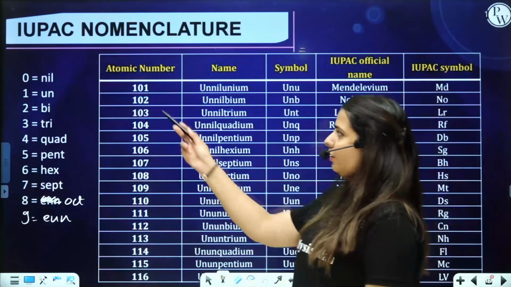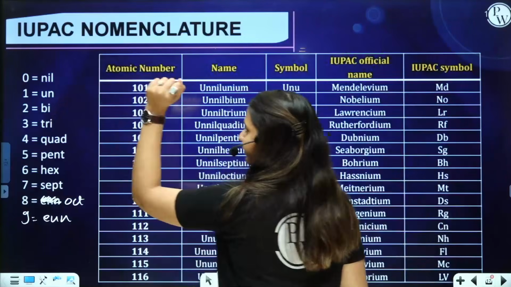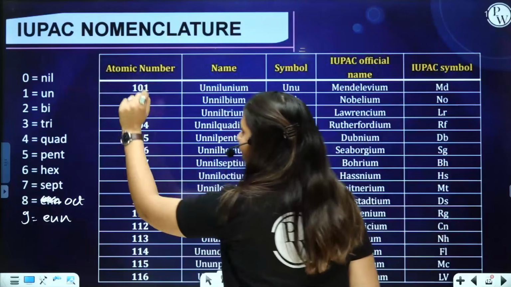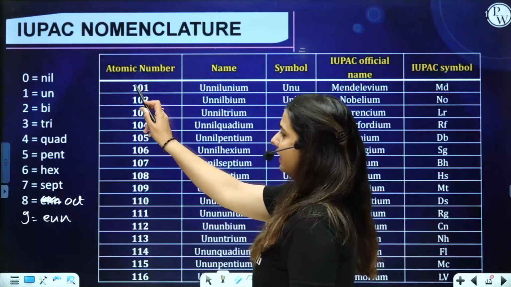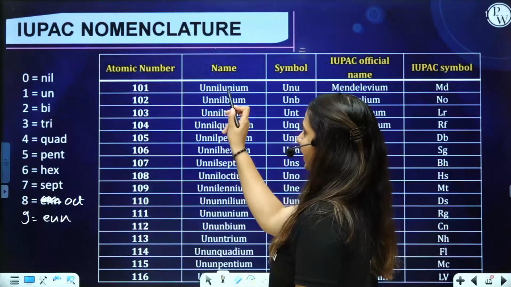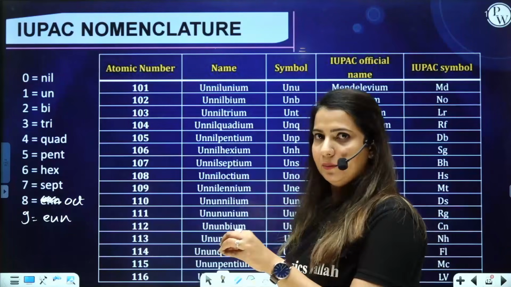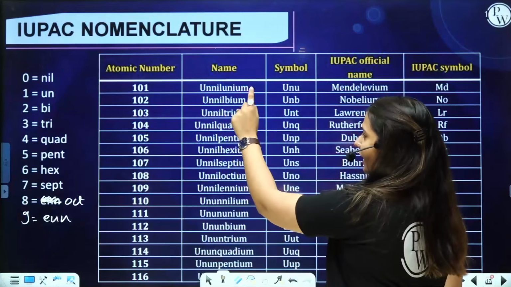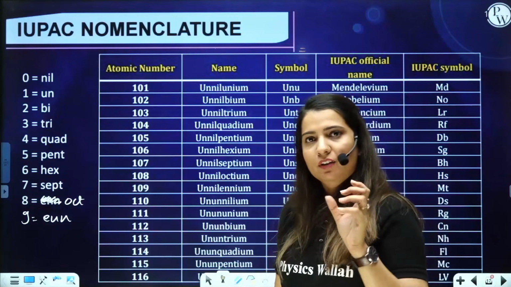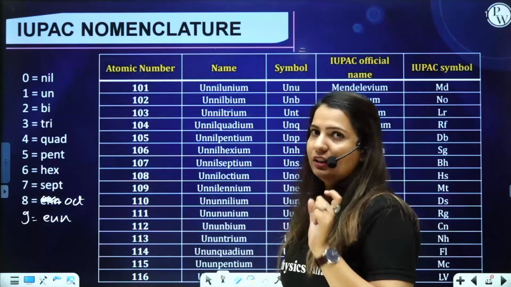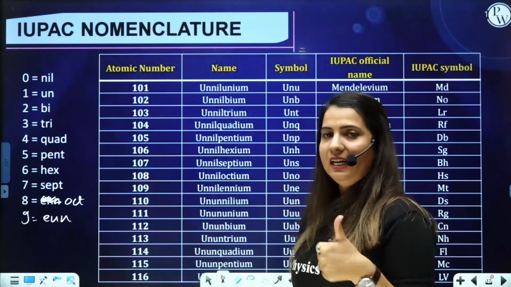Now let's say I have to name the element 101. For the 1 I will write un. For the 0 I will write nil. For the again 1 I will write un. First you have to do un, nil, un, and the name always ends with the word ium. You always have to end your name with ium. So un for the 1, nil for the 0, un for the again 1, and then ium at the ending. Okay. Un, nil, unium.